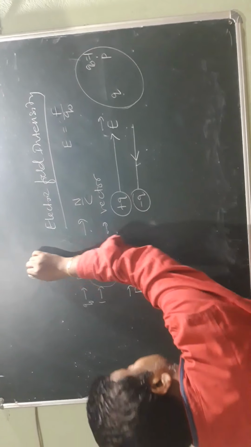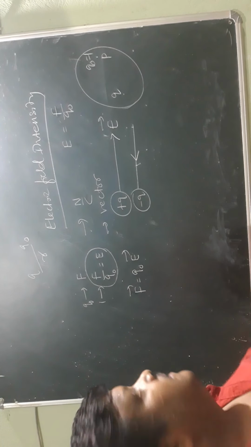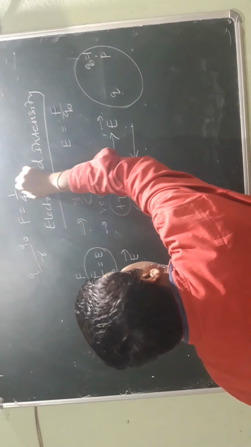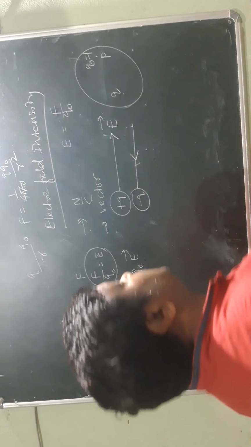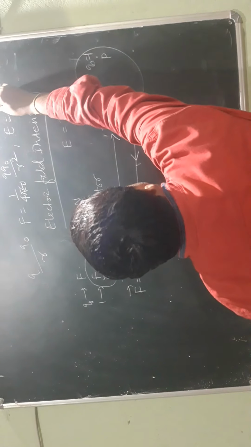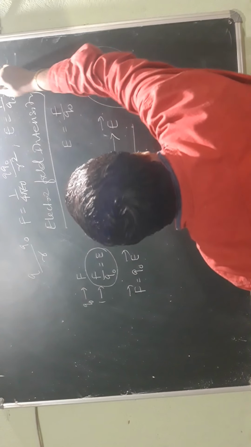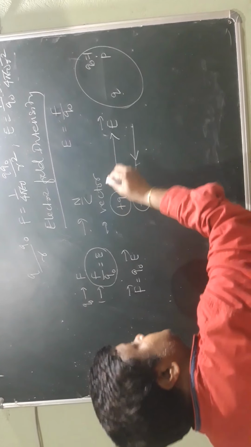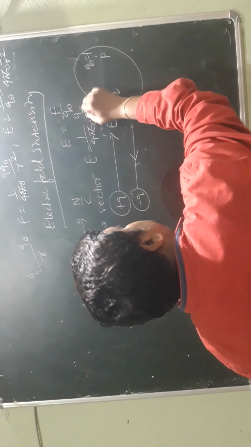And what are the factors on which this electric intensity depends? Suppose you have two charges Q and Q0, separated by a distance r. Then the force will be 1 by 4 pi epsilon naught Q Q0 by r square. Now the electric intensity is equal to F upon Q0, so this will be 1 by 4 pi epsilon naught Q by r square. So the expression you get for electric intensity is 1 by 4 pi epsilon naught Q by r square.